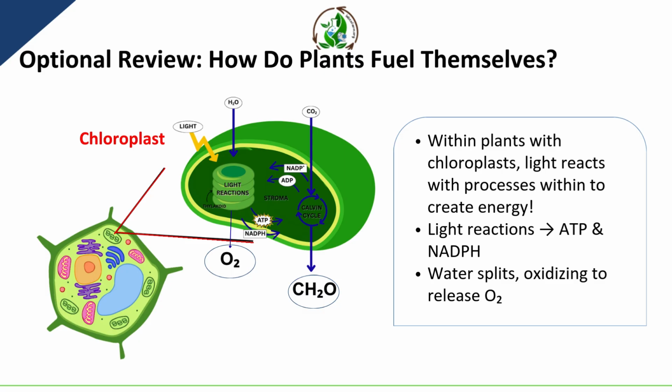Plants have special structures called chloroplasts. Inside these chloroplasts, sunlight powers a set of reactions that convert light energy into chemical energy that the plant can use. This is called photosynthesis. Here's the basic process. Light hits the chloroplasts, kicking off what we call the light reactions. These reactions produce ATP and NADPH, the plant's short-term energy carriers. At the same time, water molecules are split apart, releasing oxygen, or O2, into the air. Later, that energy, ATP and NADPH, helps build sugars like CH2O, which store energy for growth, defense, and everything else the plant does.